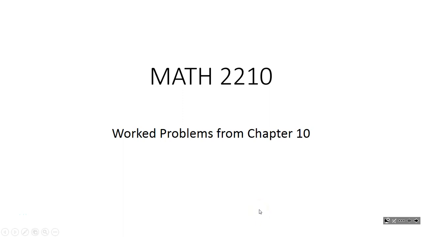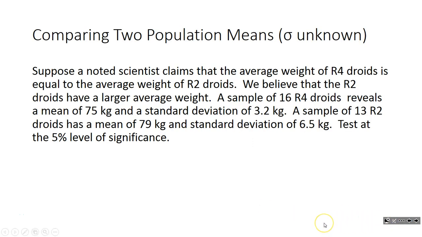Welcome to Math 2210. We'll be doing some problems from Chapter 10. First situation is we'll be comparing two population means where sigma, the population standard deviation, is unknown.